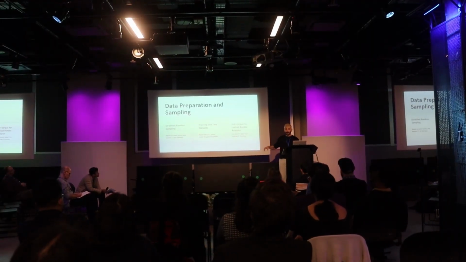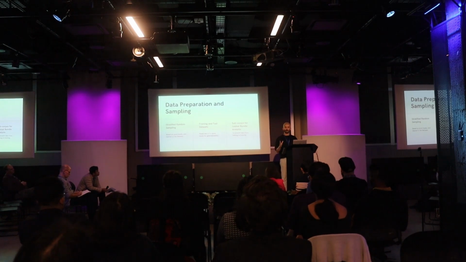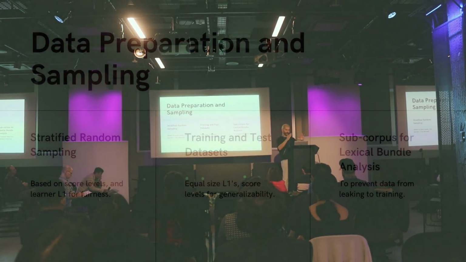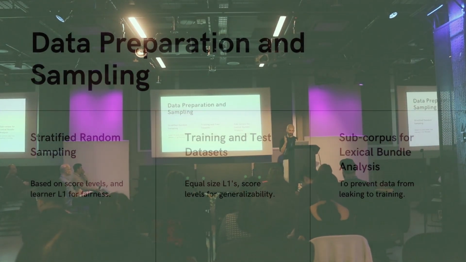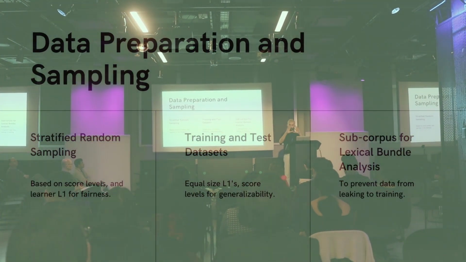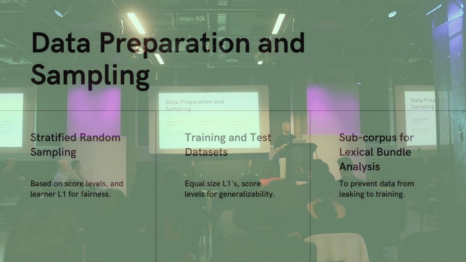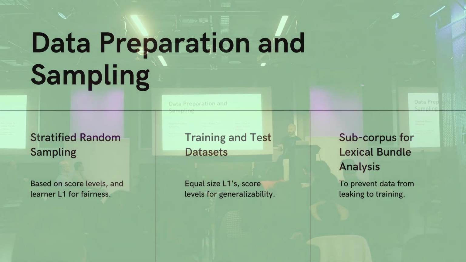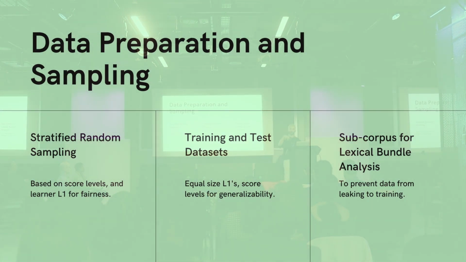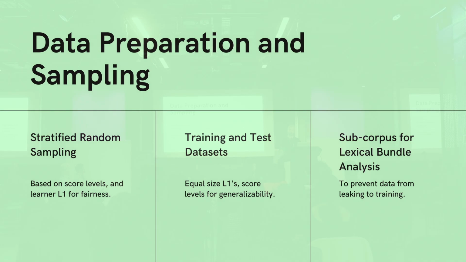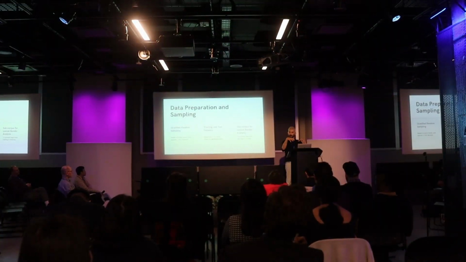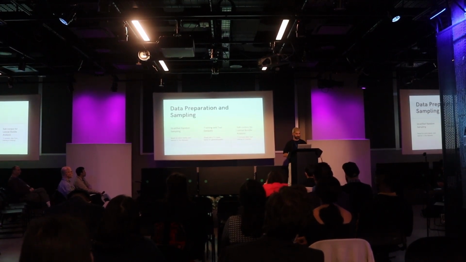And I'm using stratified random sampling because I want to be fair to all L1s. I am setting aside some training and test, equal size L1s, again, score levels, chosen for generalizability. And then I'm creating a subcorpus for lexical bundle analysis to prevent some data leakage, because if you get your features from a data set, and if you use the same data features in the same machine learning algorithm, essentially it's a self-feeding loop.